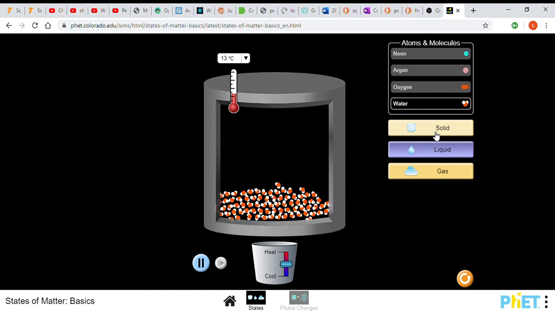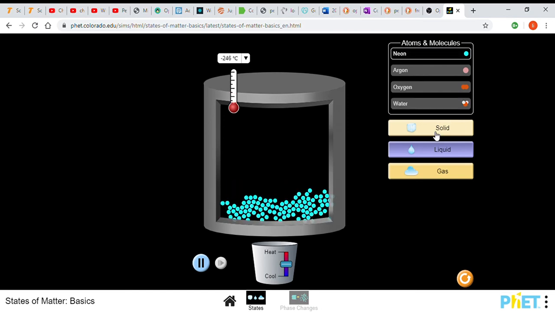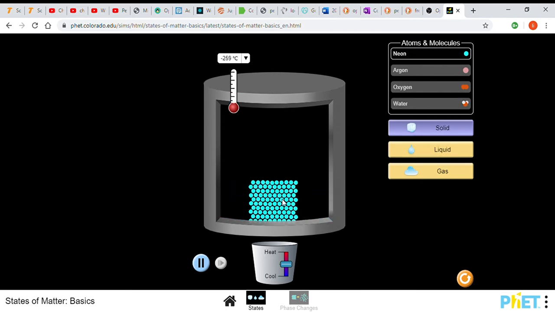So then it says, question number 4, for one of the materials, what temperature do you have to go to get the atoms to stop moving? Well, let's take neon. Okay, so here we have, and let's start it as a solid. But you can still see they're vibrating, and we're at minus 259 degrees.